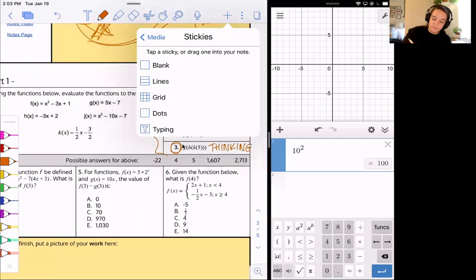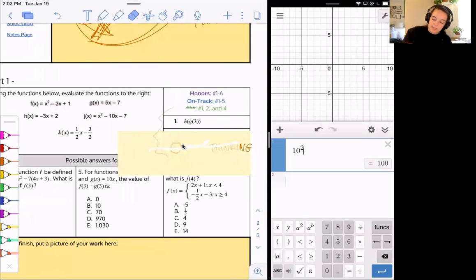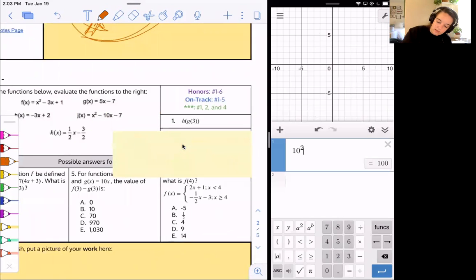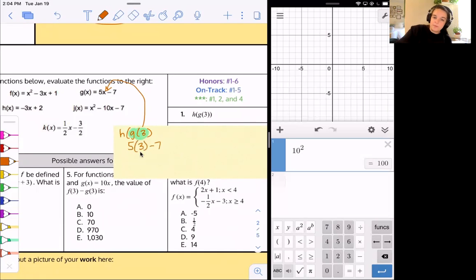For number 1, we're going to do this part here. If I'm working on number 1 here, it says h of g of 3. I'm going to start with g of 3. So I'm going to take 3 and put it into the g function. I'm going to have 5 times 3 minus 7. So 15 minus 7 would be 8. So that's what g of 3 is. And then I'm going to take 8.